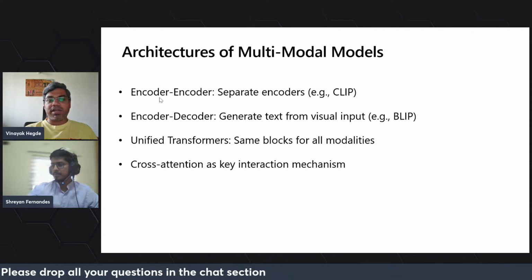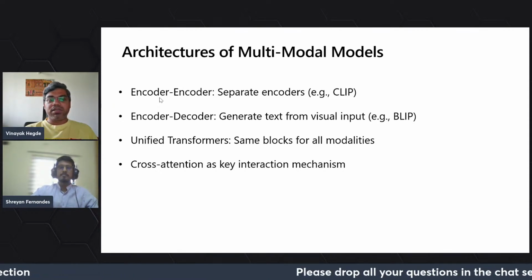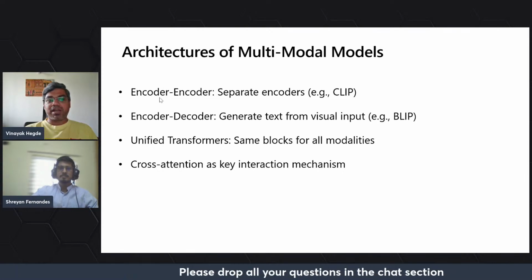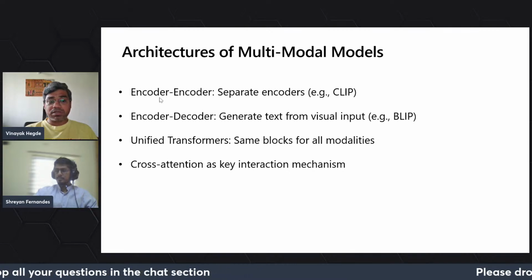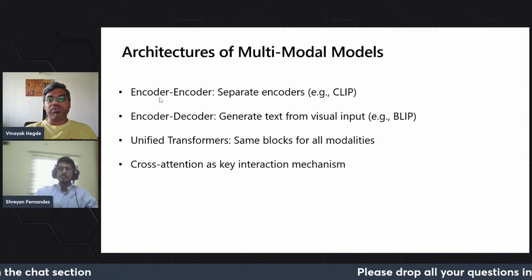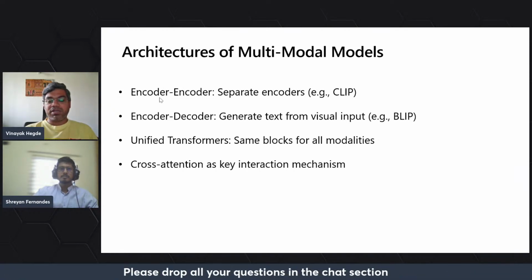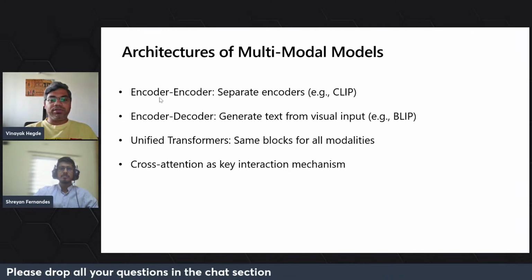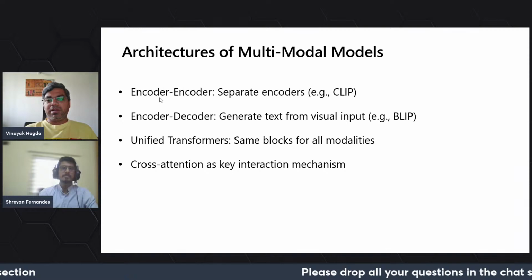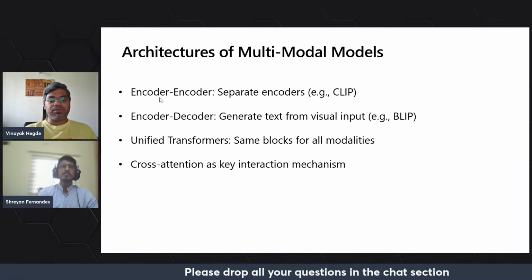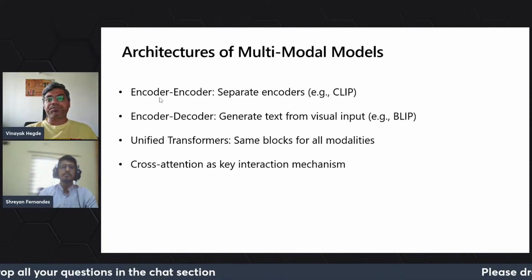BLIP is another model that works, and then you can have the unified transformer, which takes in multiple modalities and uses the same kind of transformer architecture for that. There's also the cross-attention mechanism, which can be used as a key interaction mechanism where different kinds of inputs are available. You can do things like visual question answering, and we'll show an example of this in the demo. You can also do image-text matching and image captioning. So there are multiple different ways of handling this.